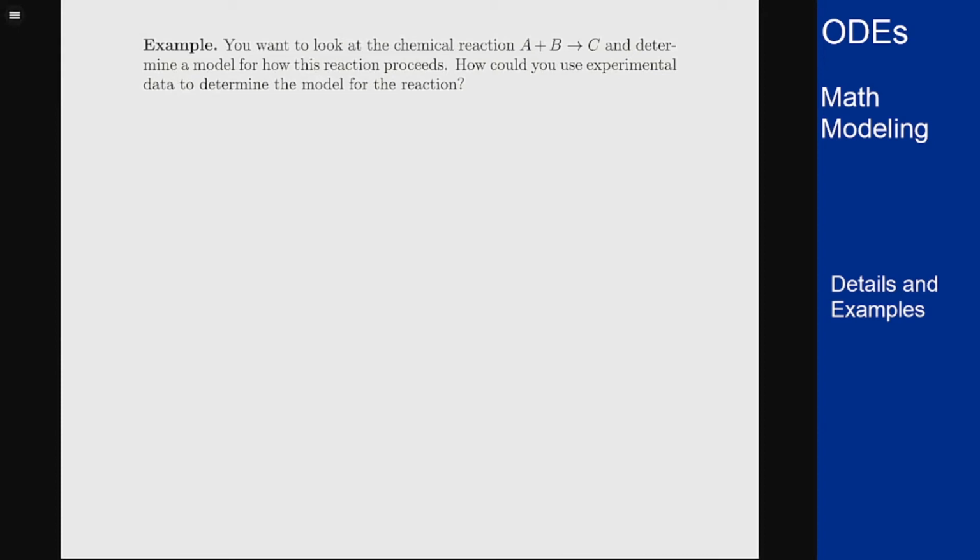In this video, we'll look at several more examples of how a differential equation can be used to model a physical system and how you might interpret the different models in terms of the equations that they represent. So the first example we want to look at is a chemical reaction.